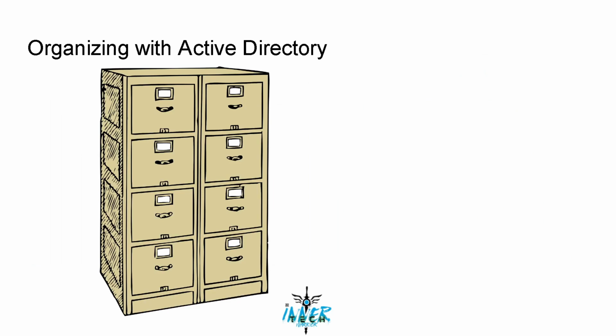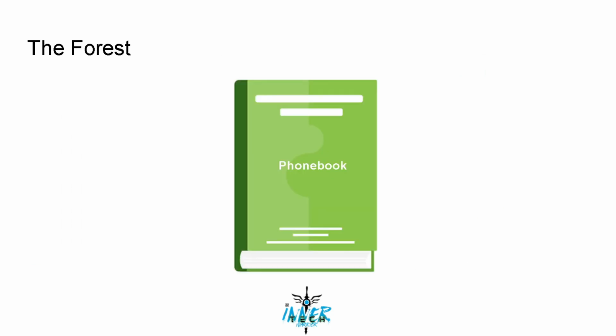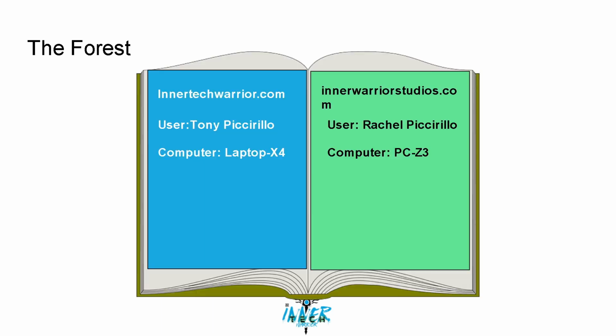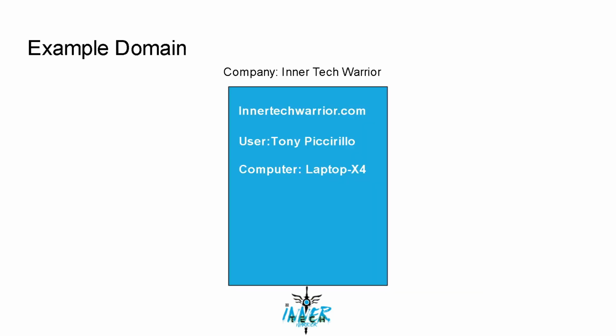The different parts of Active Directory work together to keep everything organized. The forest is like the whole phone book, and it contains all the information about everything on the network. The domains are like different sections of the phone book for different groups of people or devices related by something. It could be company, it could be location, it depends on how the place you work uses it. Let's use intertechwarrior.com as an example domain. The top level domain is for the whole company Intertech Warrior.